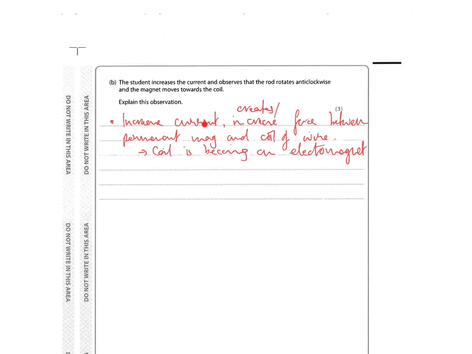So we're increasing the current, and that creates a force between the permanent magnet and the coil of wire, because the coil is becoming an electromagnet and therefore attracting it, and therefore that increases the anti-clockwise moment, so the rod rotates.